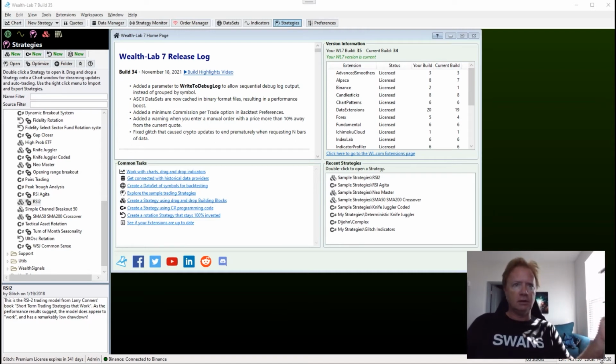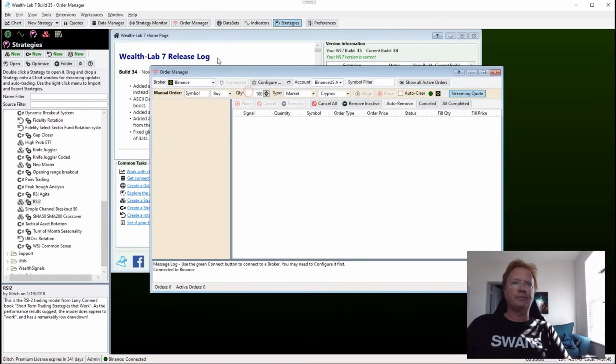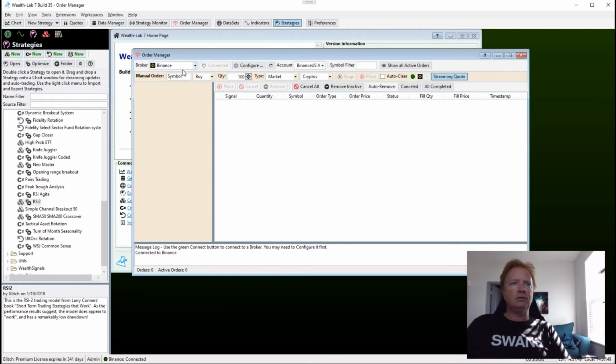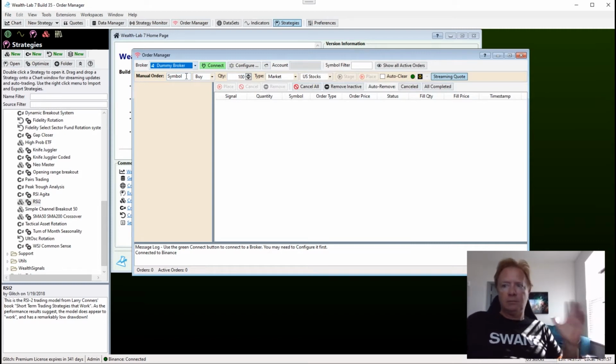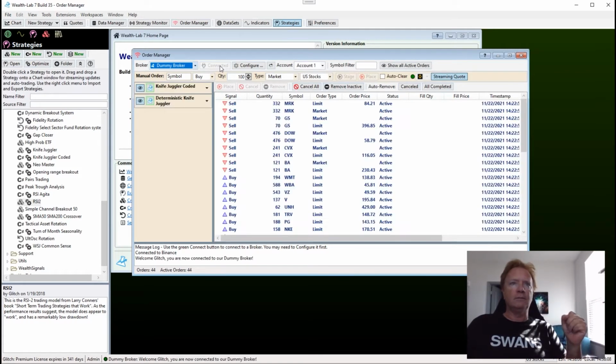So let's get started. The first feature that's new in build 35 is order continuity with brokers in Wealth Lab 7. To illustrate this, let's open up our order manager and connect to the dummy broker with it. The dummy broker is a basic paper trading broker implementation that comes with Wealth Lab 7. As with any broker, we just connect to it by clicking this green connect button in the order manager.